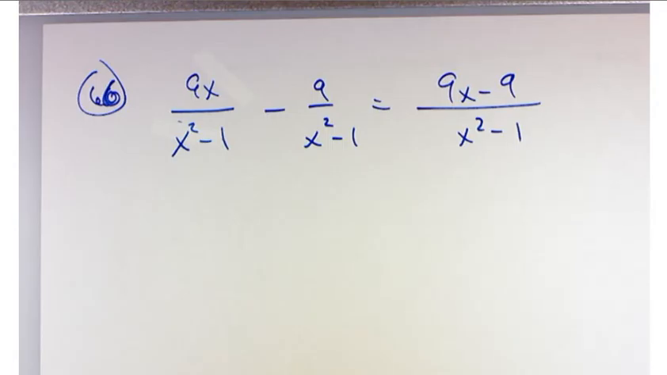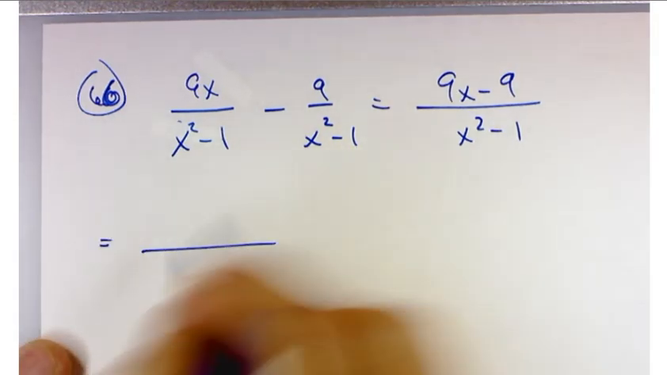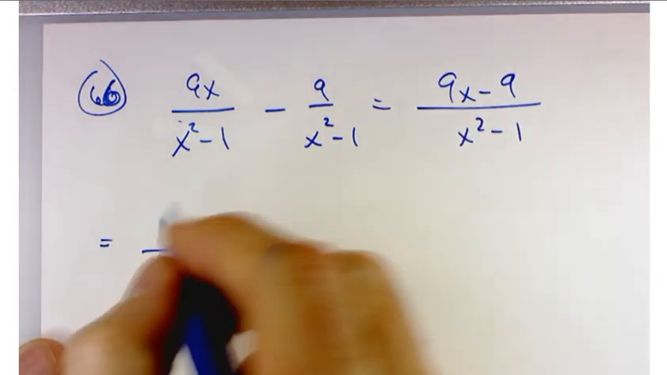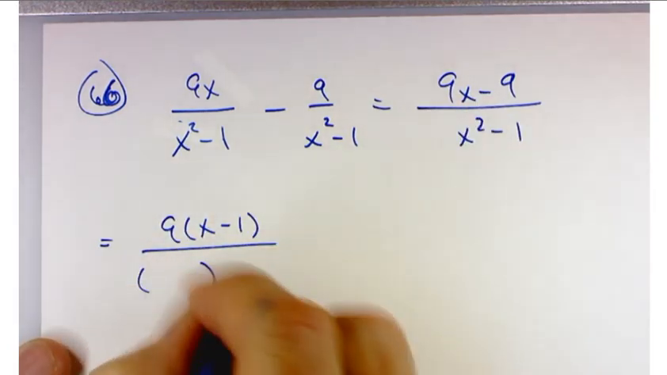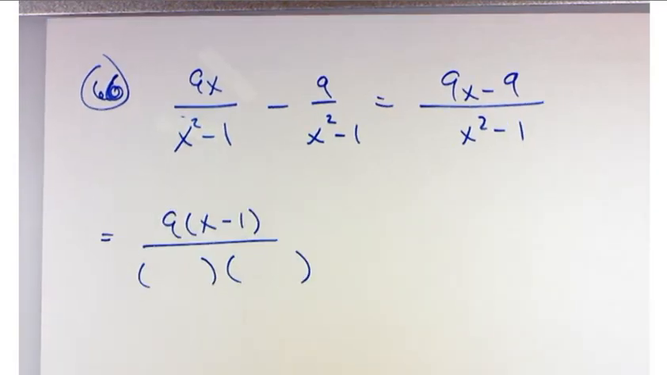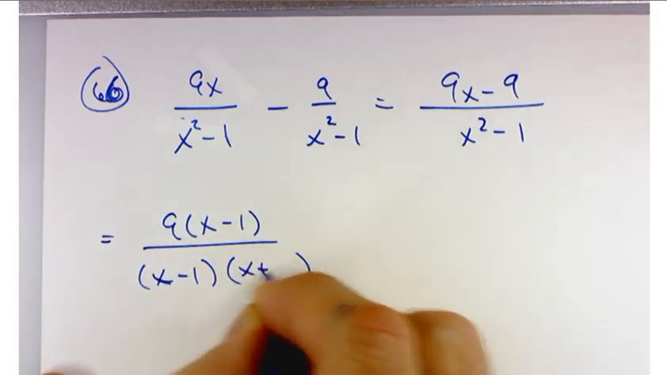Thank you. Let's factor out the numerator and denominator. What can I factor out of the numerator? A 9, which leaves x minus 1. And the denominator, what do I get when I factor that one? Good. X minus 1 times x plus 1. So x minus 1 times x plus 1.